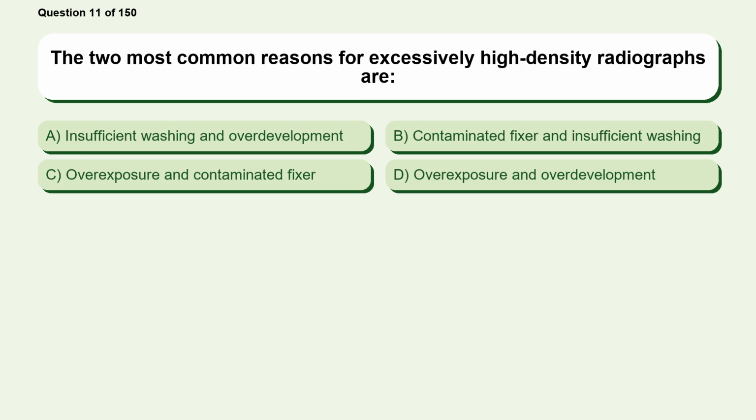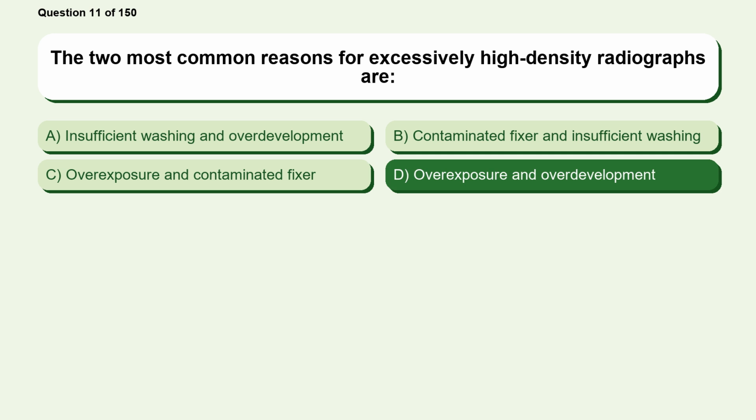Question 11. The two most common reasons for excessively high-density radiographs are Option A, insufficient washing and overdevelopment. Option B, contaminated fixer and insufficient washing. Option C, overexposure and contaminated fixer. Option D, overexposure and overdevelopment. The correct answer is option D, overexposure and overdevelopment.